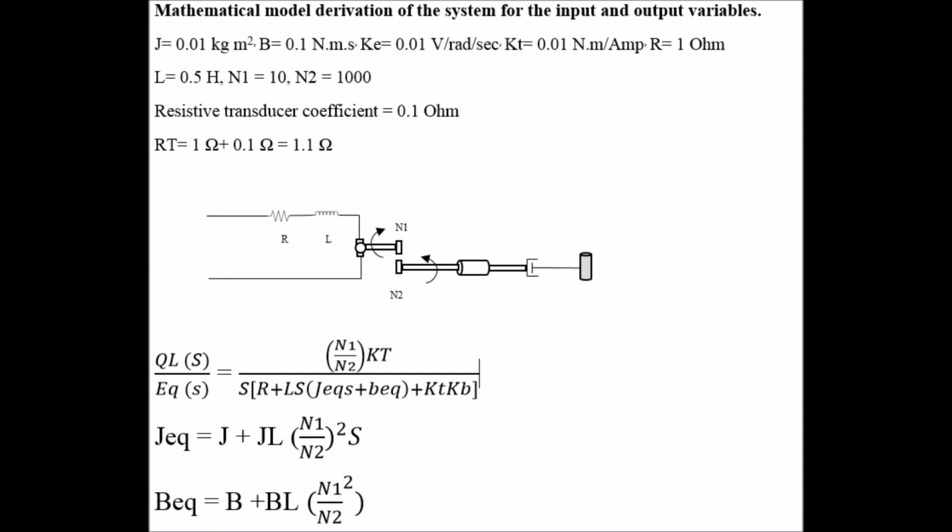For this mathematical model derivation, we are using the formula QLS over EQS equal to N1 over N2 times KT over S times R plus LS times JEQS plus BEQ plus KT KB. The formula to calculate JEQ is J plus JL times N1 over N2 squared times S. And to calculate BEQ is B plus BL times N1 over N2 squared.